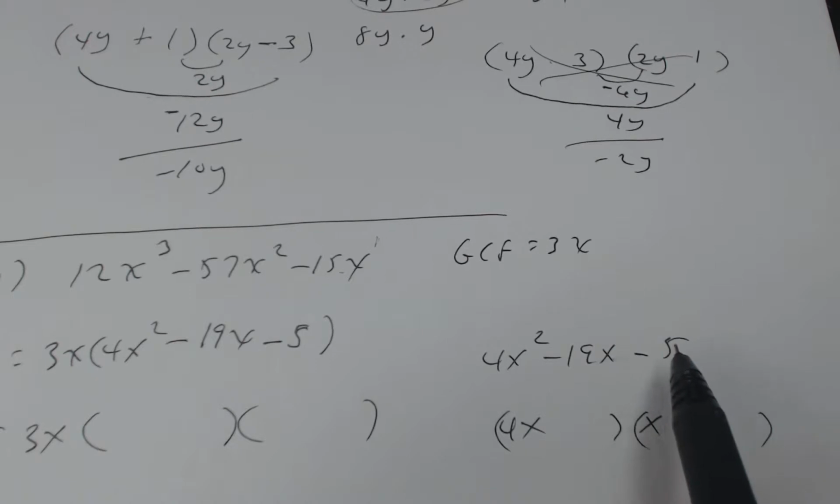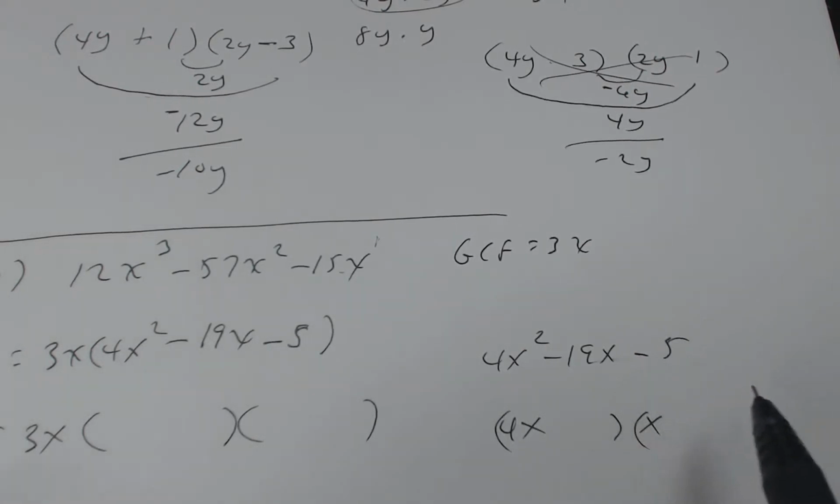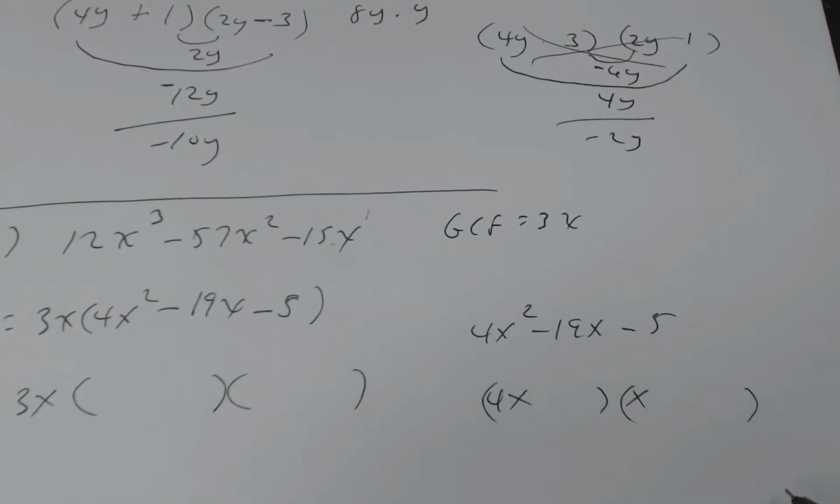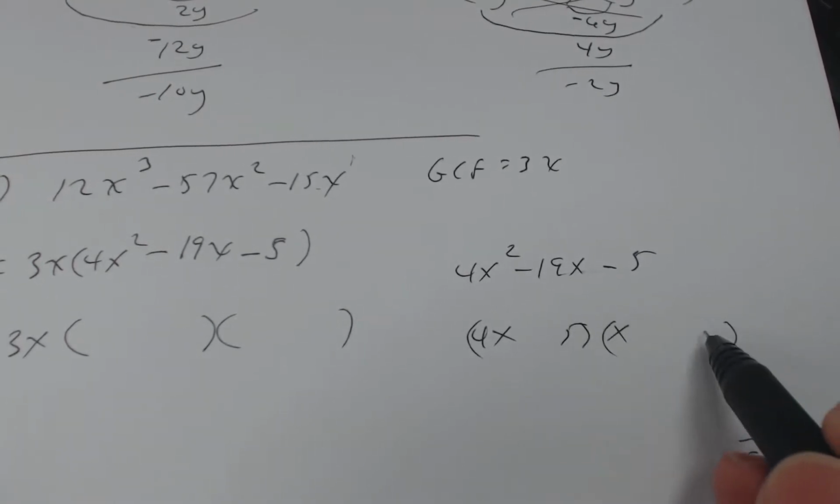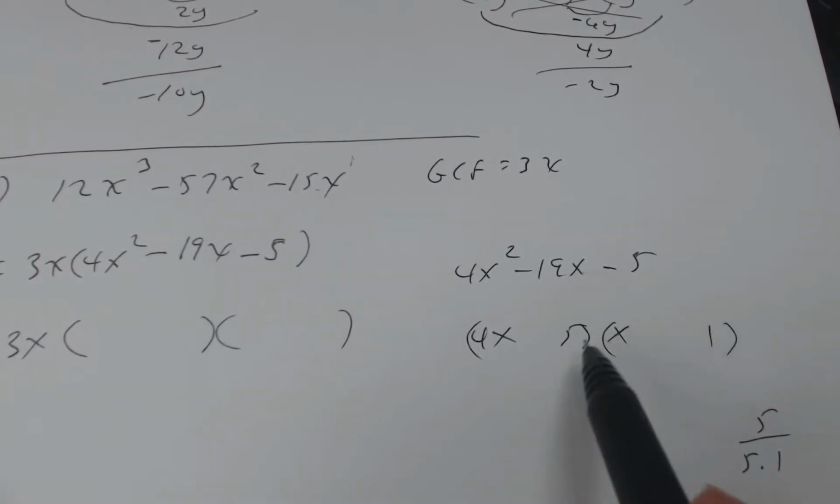But look at the 5. Keep in mind that if someone asks you what the last term is, the constant is a negative 5. But let's look at the absolute value. The absolute value of negative 5 is 5. So there's only one possibility for the 2 factors whose product is 5, and that's 5 times 1. So if I put the 5 here and the 1 there, let's see what happens.